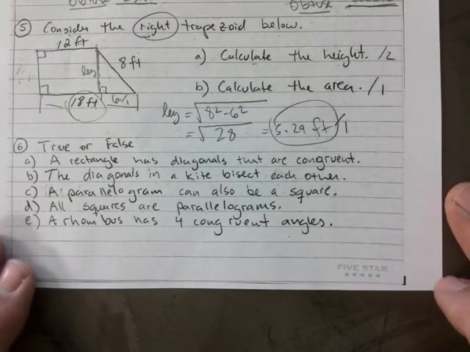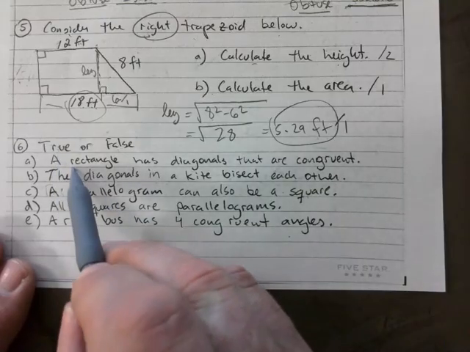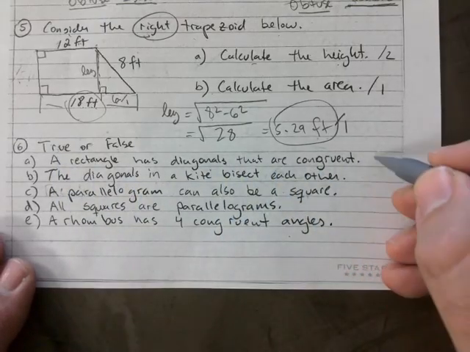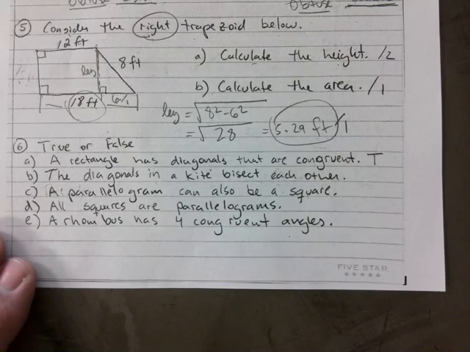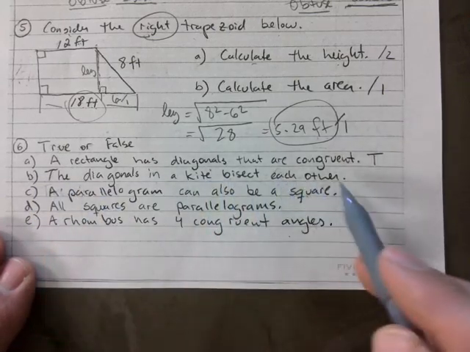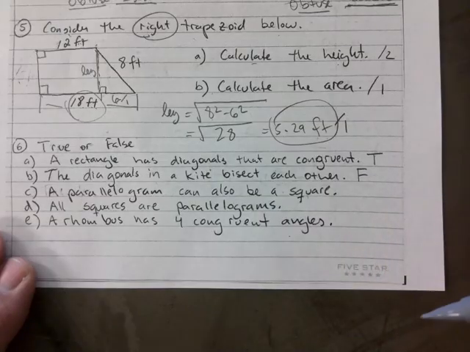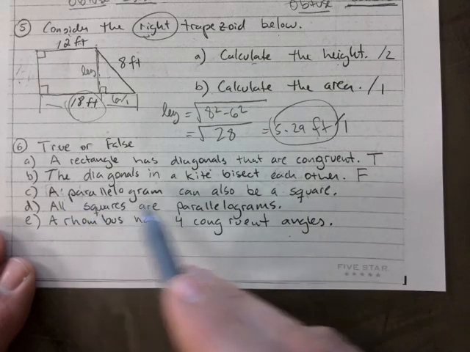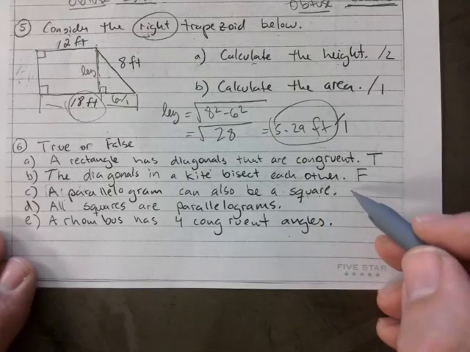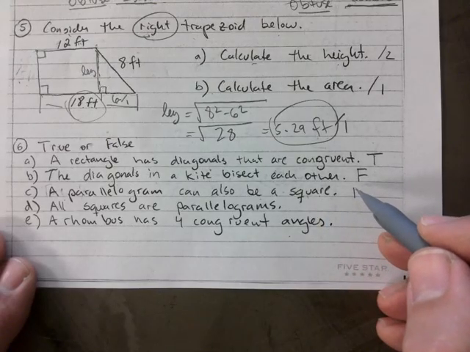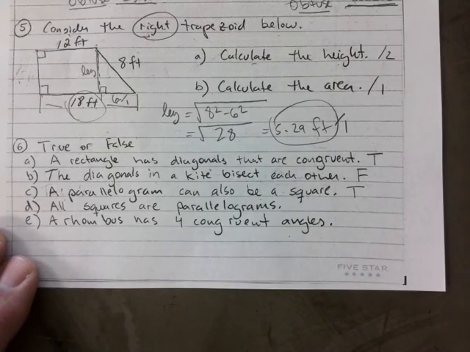All right. Okay, true or false? A rectangle has diagonals that are congruent. True. The diagonals in a kite bisect each other. False. Only the short one is bisected, but they don't bisect each other. A parallelogram can also be a square. That is actually true. Yes. A parallelogram could be a square.